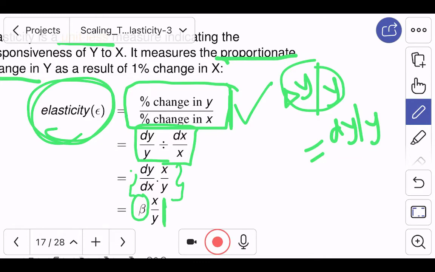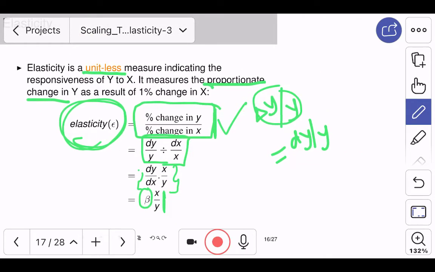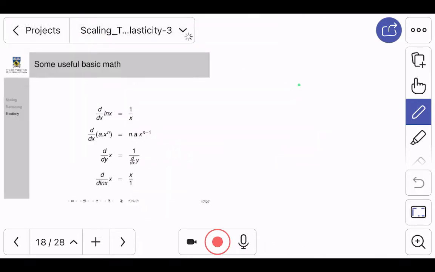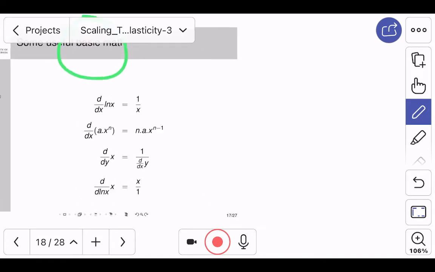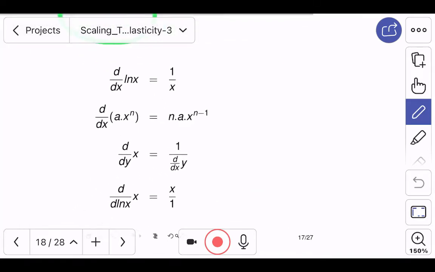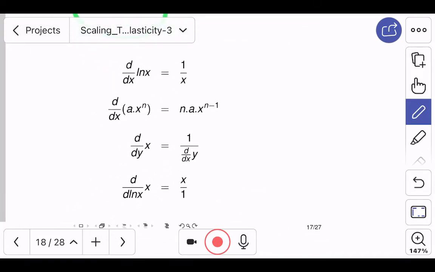So that's what it means, and if we need to calculate elasticity for different models, it's good to know some basic facts that tend to be very useful in this case, and this is from calculus. Now, because we'll have our models, sometimes the dependent variable is logged, sometimes the x variable is logged, sometimes both are logged. So we need to know what it means to take the derivative of the logged value.